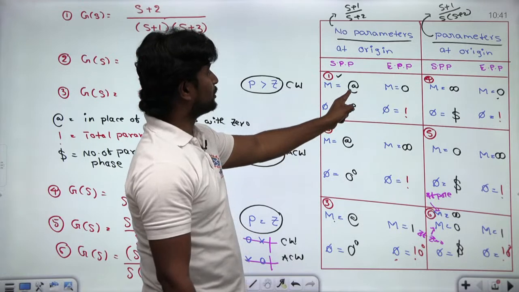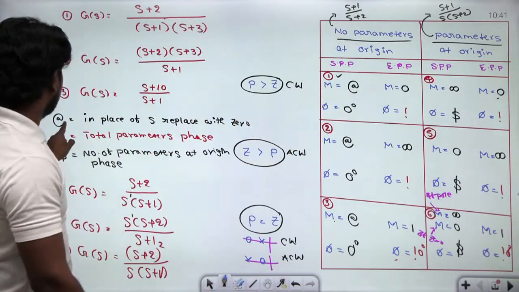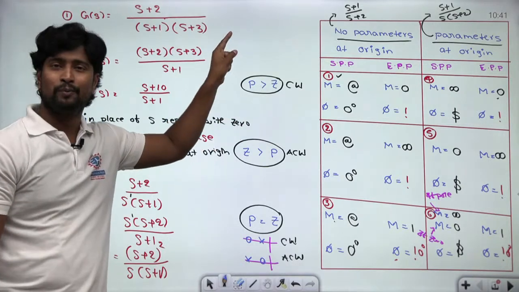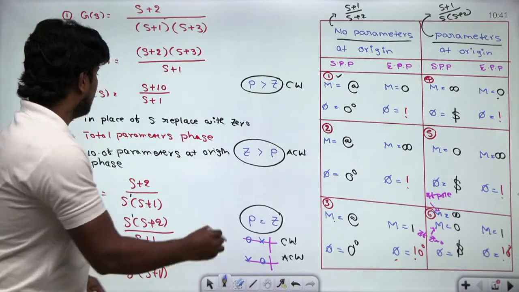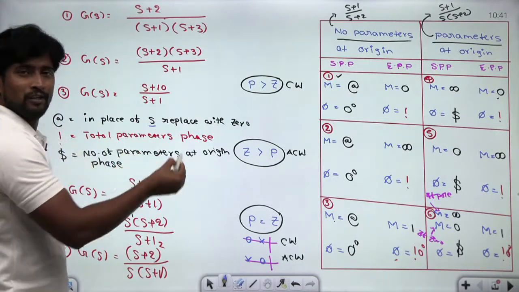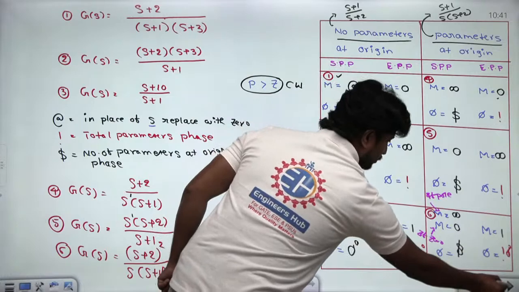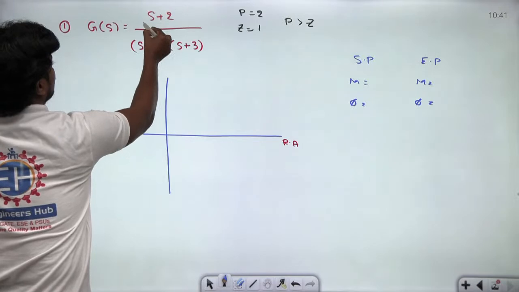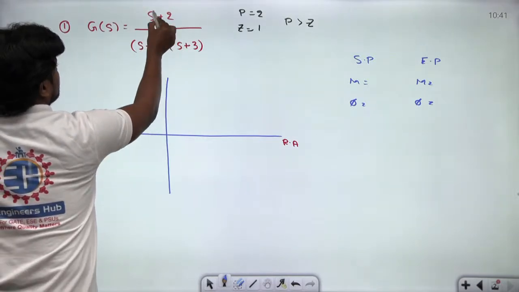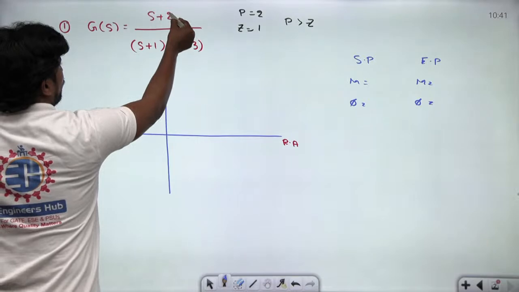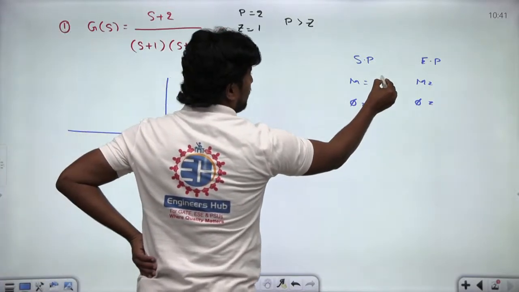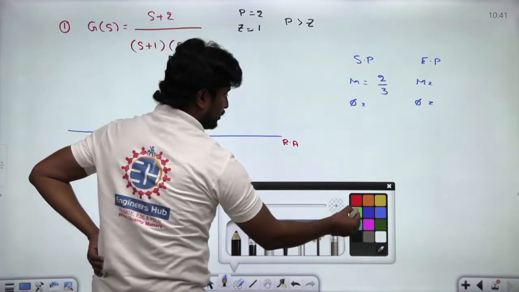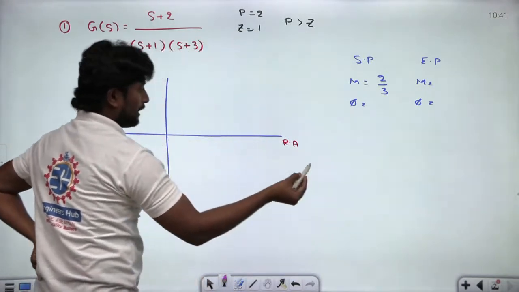What is the starting point magnitude? Check once. What is the meaning of this? In place of S, replace with 0 in the given transfer function. So guys, carefully listen. In place of S, replace with 0, here 0, here 0, and here 0. What remains is 2/3. So the starting point magnitude is 2/3. There is no doubt.